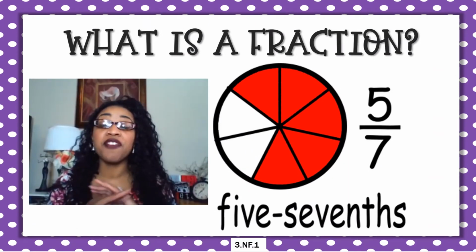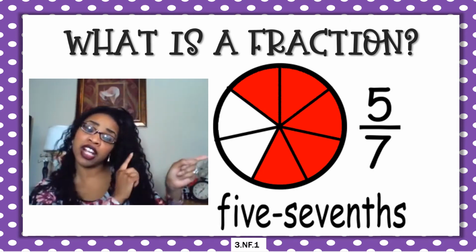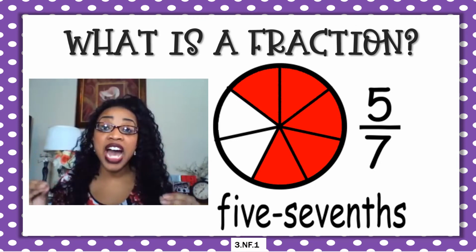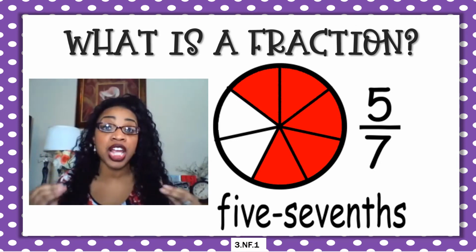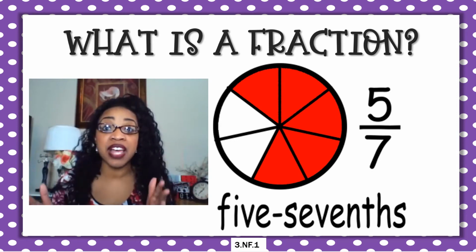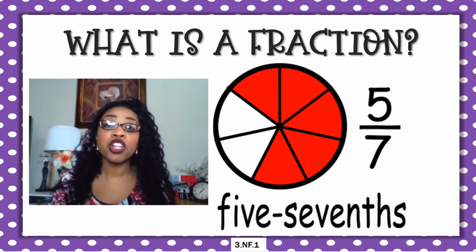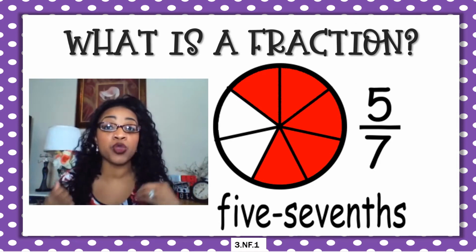Fractions can be written various ways: standard form, word form, or even visual models. Let's look at this fraction right here. I can visually see that 5 out of 7 pieces are shaded. So that is a visual representation of 5/7. I also see the standard form, 5/7. And you'll notice when 5/7 is written in word form, TH is added to the end, making it five sevenths.